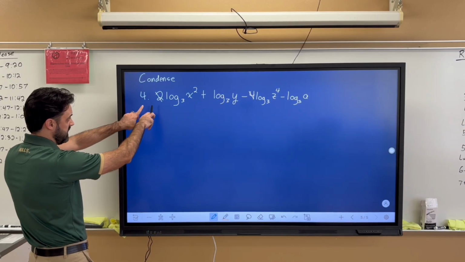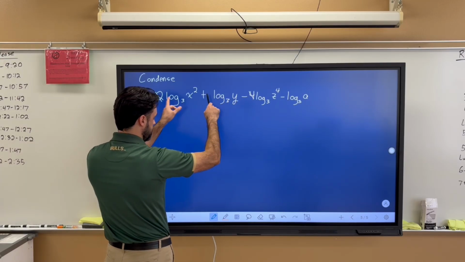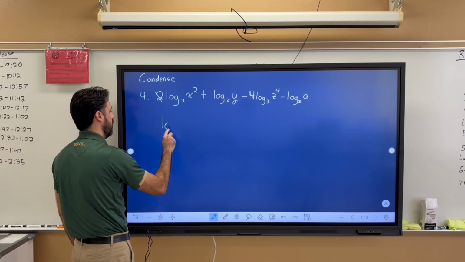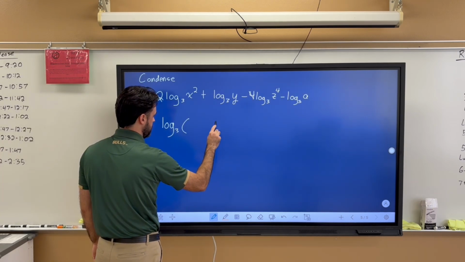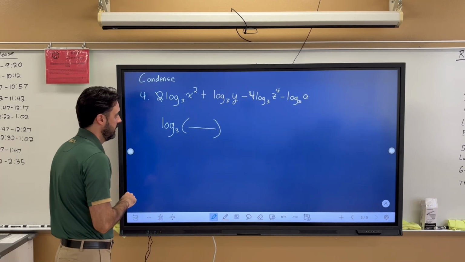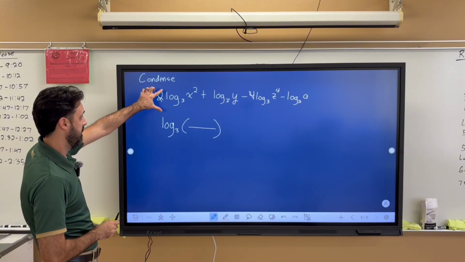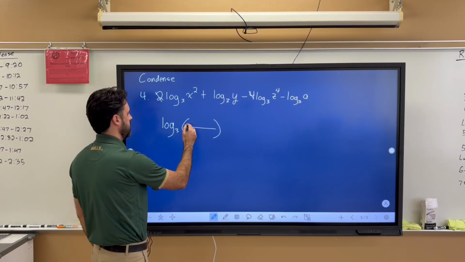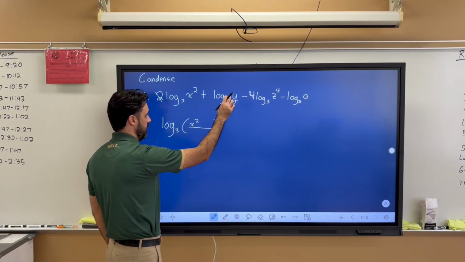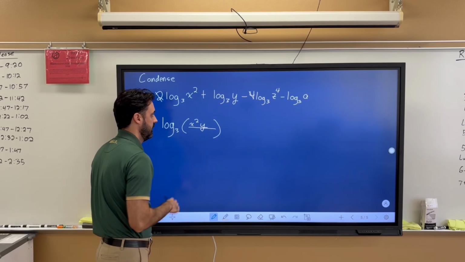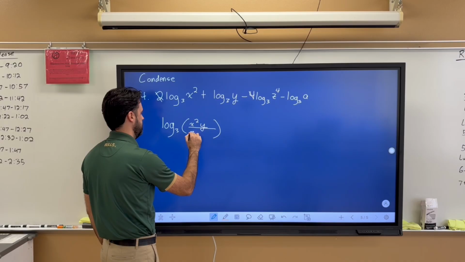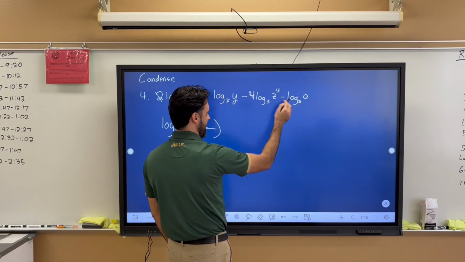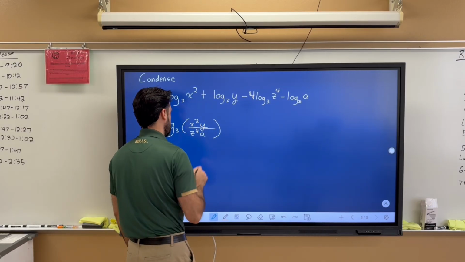Now what we can do, because they all have the same number in front except for the positive versus negative, is we can make this all one log. There is subtraction, so we're going to have a fraction. In the top, we're going to put anything that's positive. So our first term is positive, so x squared goes up here. Y also goes in the top. And then in the bottom, we're going to have a z to the fourth, because there's a minus in front of that term. And we're going to have a, because there's a minus in front of its log.